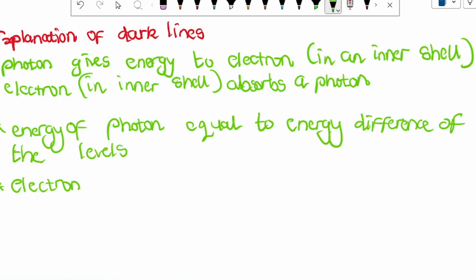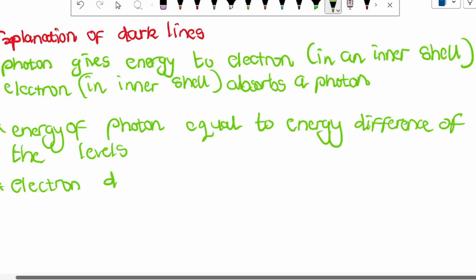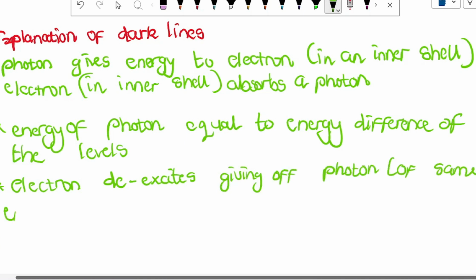And number three, the electron is going to de-excite. It's not going to stay there for long. Electrons are like, oh, I don't like this amount of energy, it's unstable. It de-excites, and it's going to emit photons. But it's not going to just emit photons, it's going to emit the photons in all directions, right?